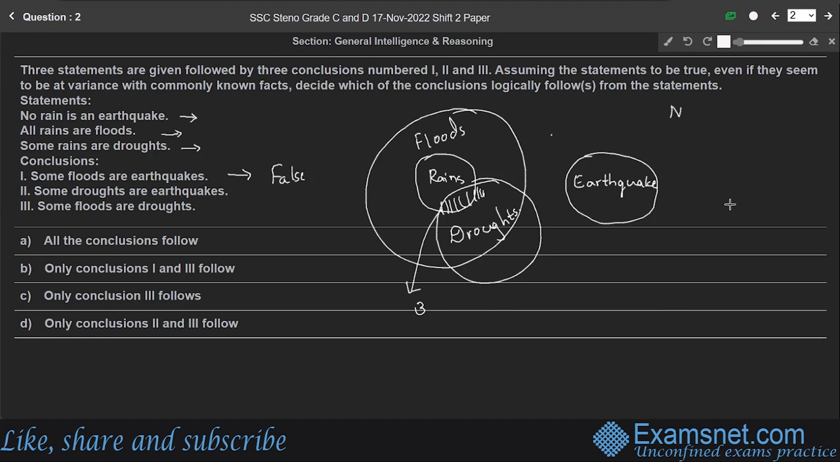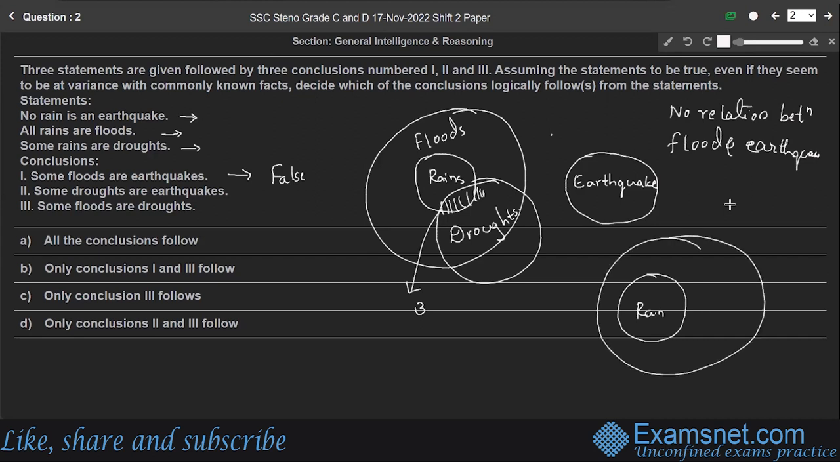The reason is there is no relation between floods and earthquakes. But it can be possible. Instead of taking the set of floods like this, it can be possible. So this is statement one. Second statement, all rains are floods. It is given that no rain is an earthquake. But if you include the set of earthquake like this, both statements one and two will get satisfied.